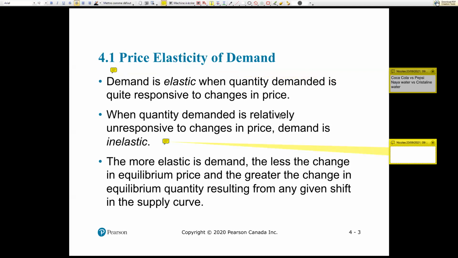So with that in mind, do you have ideas of inelastic products? Fuel.